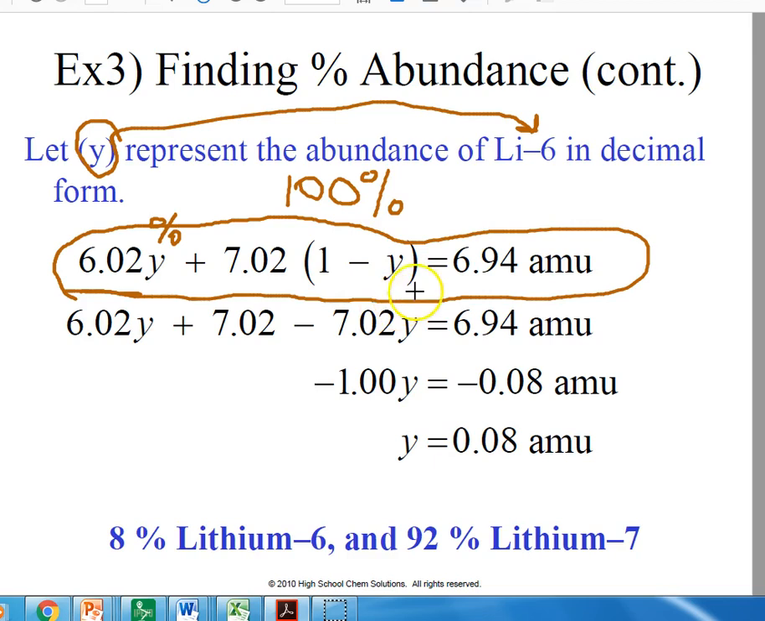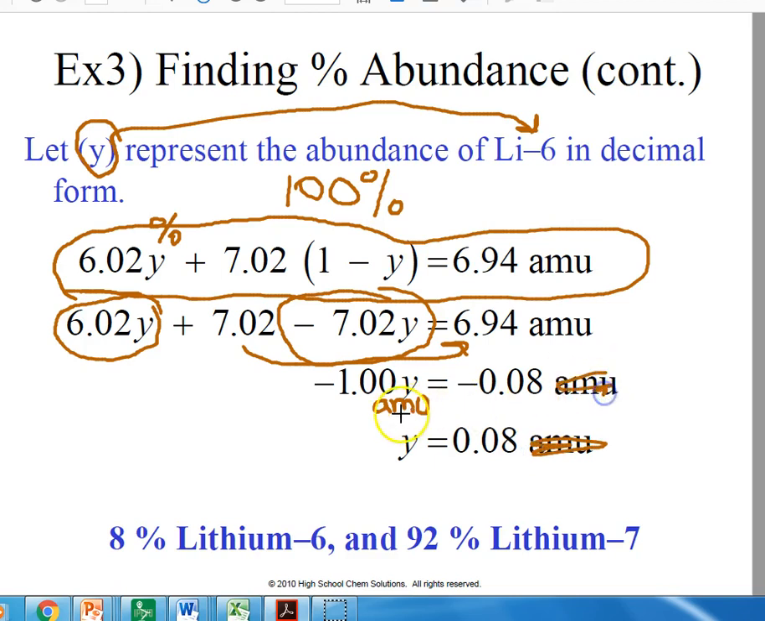This 7.02 gets distributed to 1 minus Y, so that's 7.02 minus 7.02Y. We can combine like terms with our Y's, and we get negative 1Y. Then we subtract to move that to the other side, and we get negative 0.08 AMU. We then divide, and this 1 here is actually AMU as well, because these two values are in AMU, so the AMUs will cancel. So when we divide, we get Y equals 0.08.